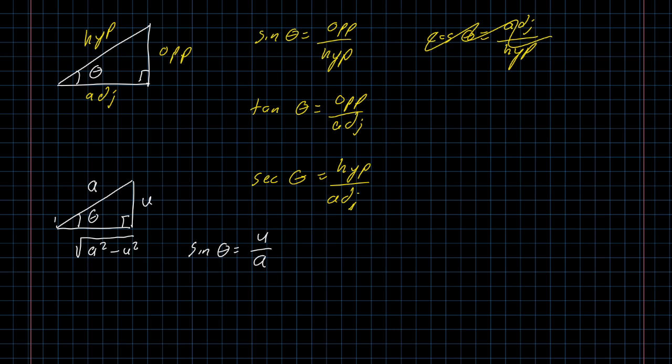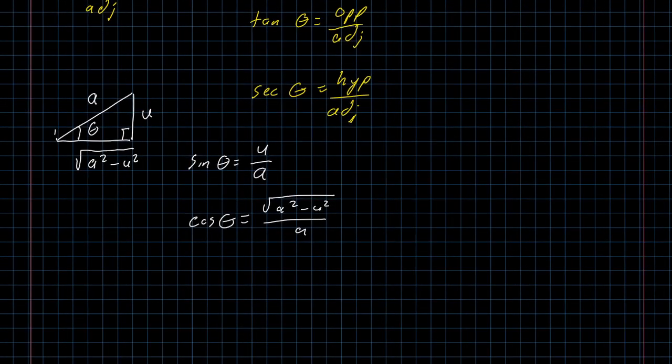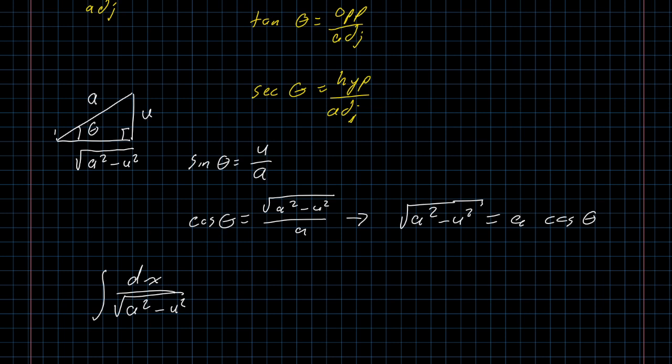But we get that the sine of theta is u over a. And we get that the cosine of theta is the square root of a squared minus u squared over a. And that's exactly what we're looking for in trying to do this integration, right? The integral of du over the square root of a squared minus u squared. Well, setting up this right triangle and rearranging that equation for cosine, the square root of a squared minus u squared is a times the cosine of theta.